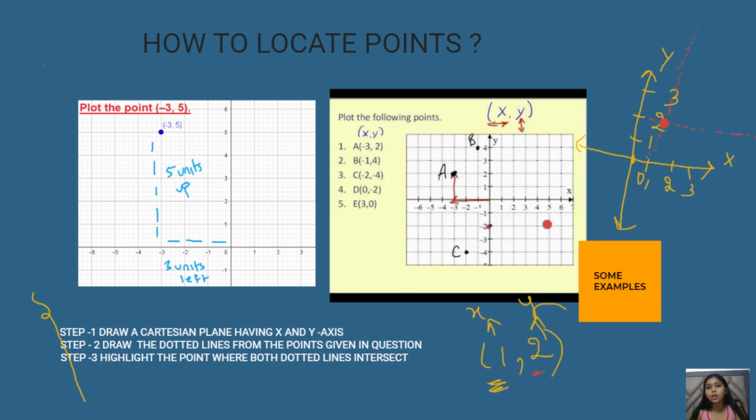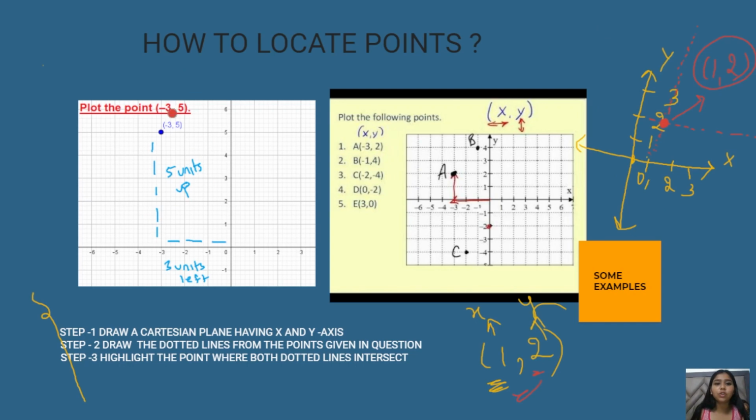at this particular point. The third step is to highlight the point where both dotted lines intersect or meet each other. So basically the dotted lines intersect at this particular point, and this point is known as the point (1, 2). This is how to locate a point on the Cartesian plane.